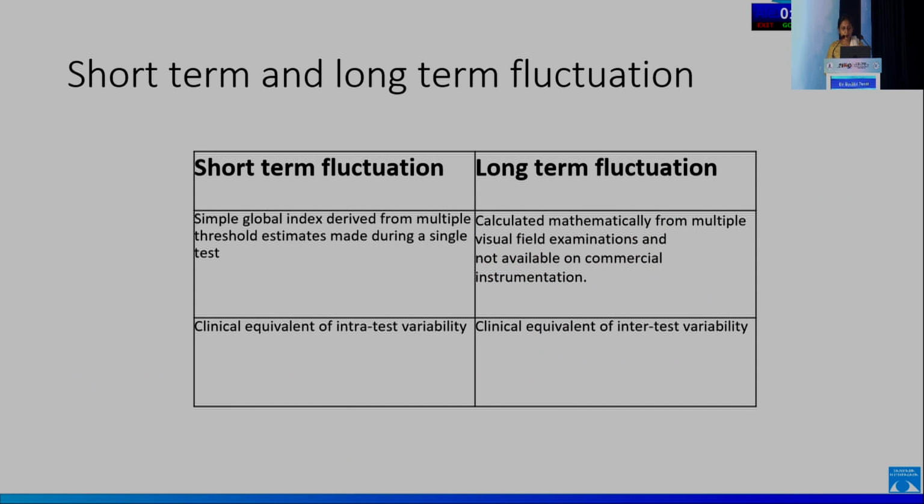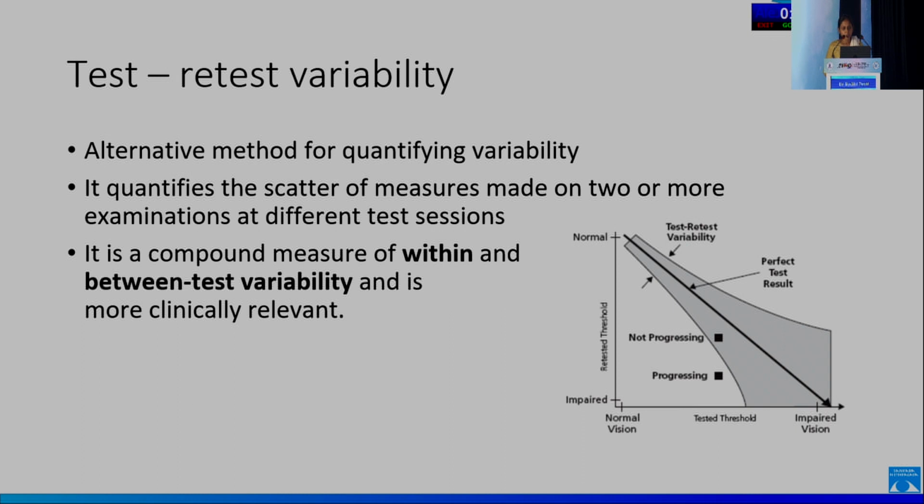Other ways of quantifying variability would be short-term and long-term fluctuation. Short-term fluctuation is a simple global index which is derived from multiple threshold estimates made during a single test, and it's a clinical equivalent of intra-test variability. Long-term fluctuation is calculated mathematically from multiple visual field examinations. It's not available on a commercial instrument, and it is a clinical equivalent of inter-test variability. Another alternative method of quantifying variability is the test-retest variability. It quantifies the scatter of measures made on one or more examinations at different test locations.